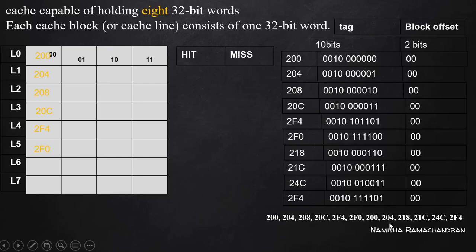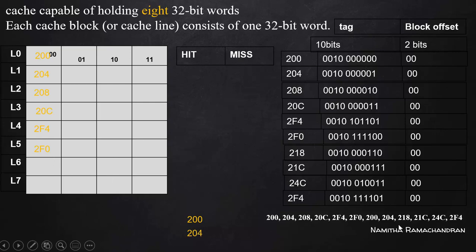The next two cases are 200 and 204. These are present in cache line 0 and cache line 1, as the first byte of line 0 and line 1. So these two are cache hits. All the others are cache misses.